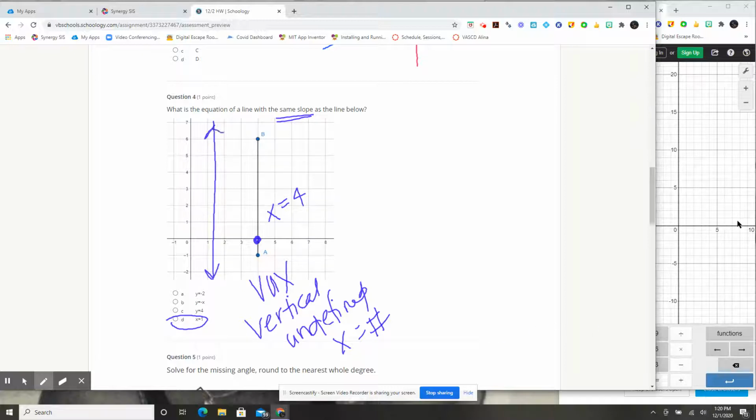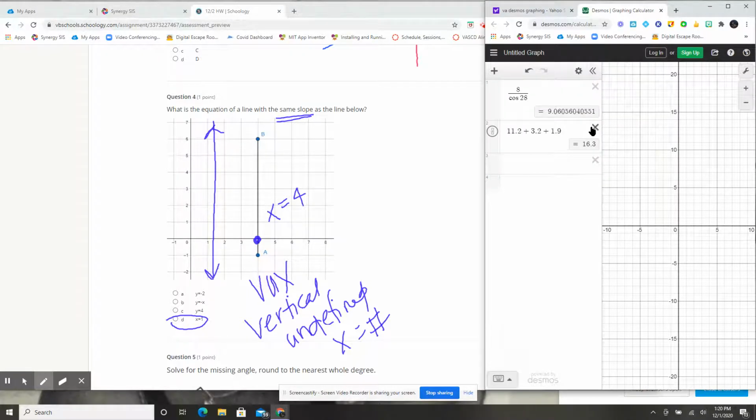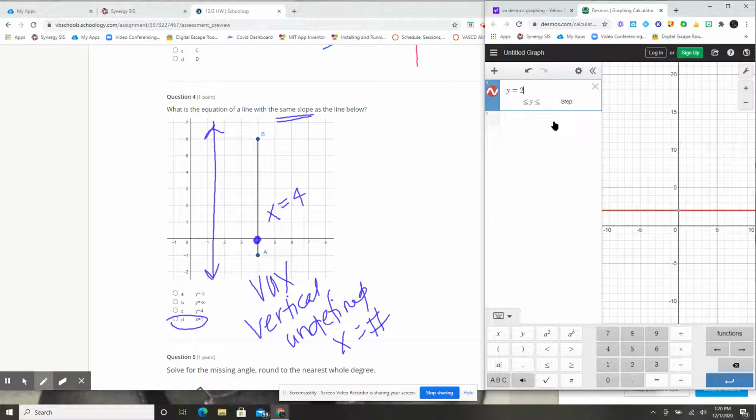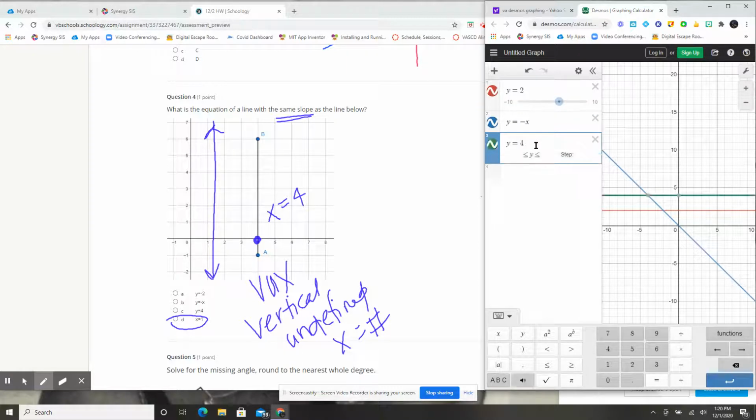If you're not sure, you can always come over to Desmos. I have some other things in Desmos right now, but you can plot them all. So y equals 2, and y equals negative x, and y equals 4, and then x equals 1. X equals 1 is the only up and down line. It's that purple line. It's the only one that'll work.